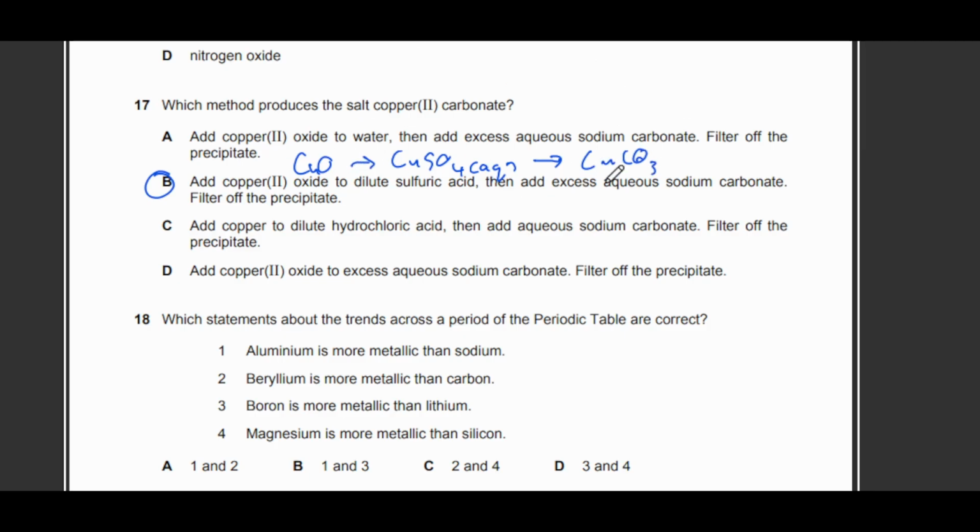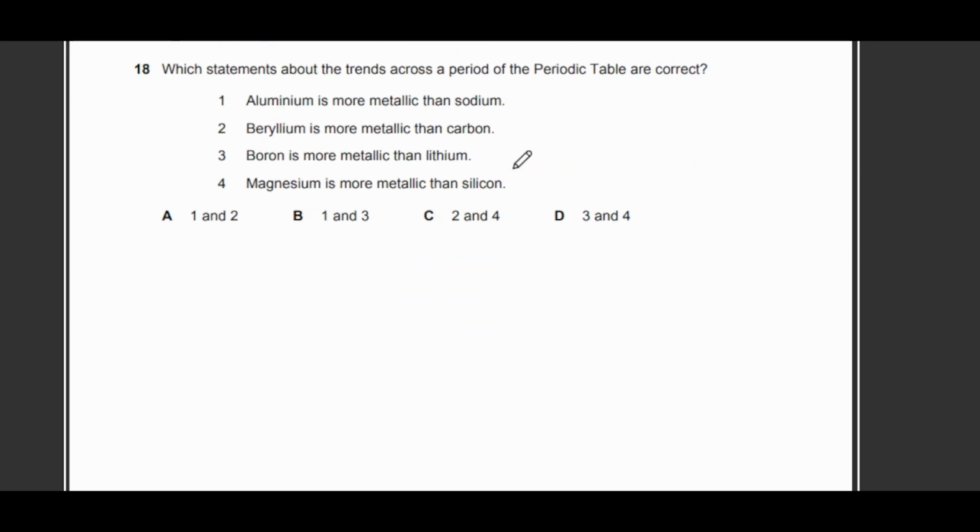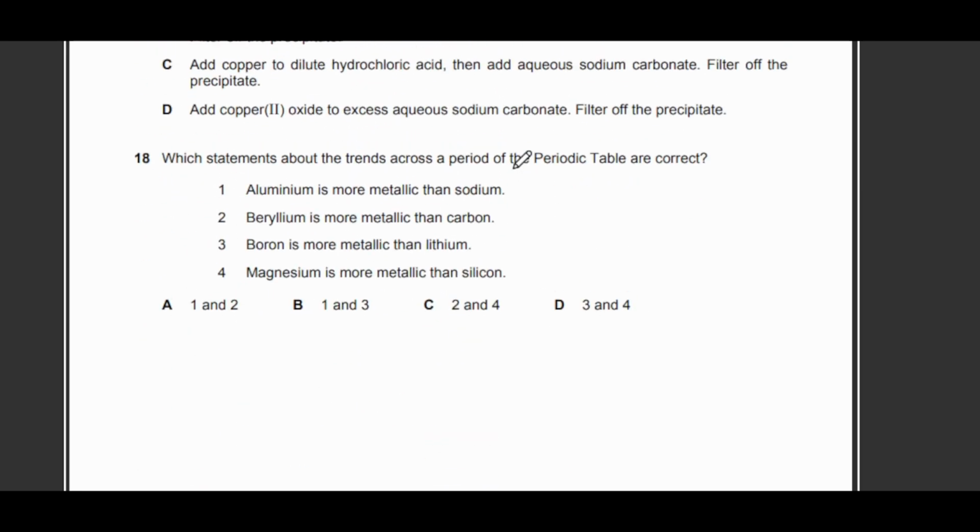But anyways, when you add aqueous sodium carbonate, the sodium will displace the copper in the CuSO4 and you'll produce Na2SO4, and the copper will join with the carbonate group. So therefore, this is how you get CuCO3. And obviously, after everything, you need to filter off the precipitate. Okay? Next.